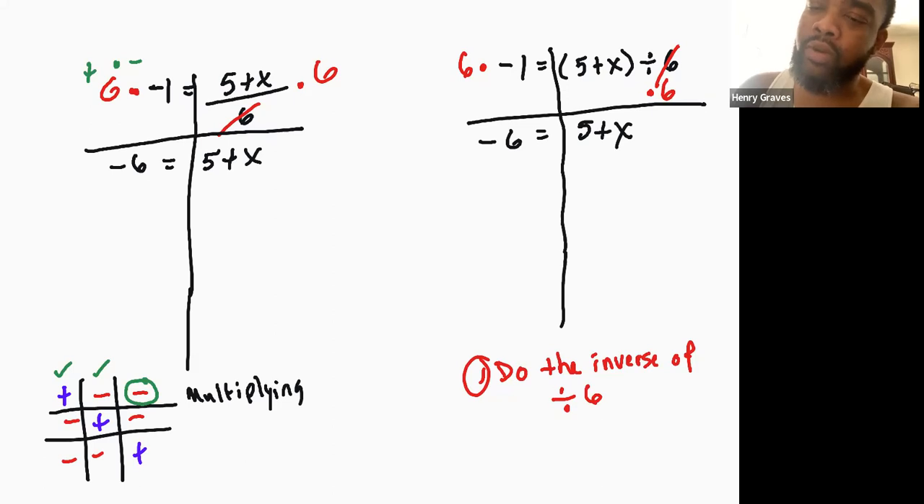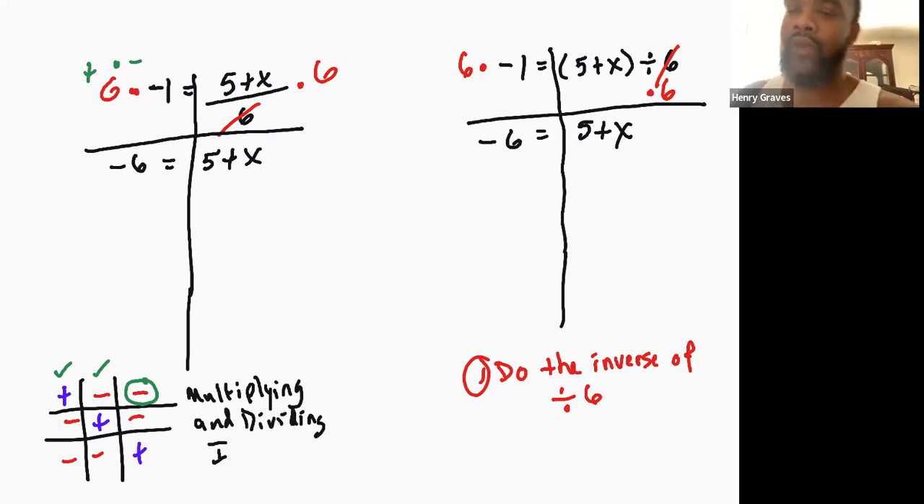So I think that's pretty cool. That way you don't have to remember everything. So basically, if you look at the little tic-tac-toe table, whenever the signs are different, it's going to be a negative answer. But whenever the signs are the same, like negative and negative, you get a positive, and a negative times a positive is a negative.